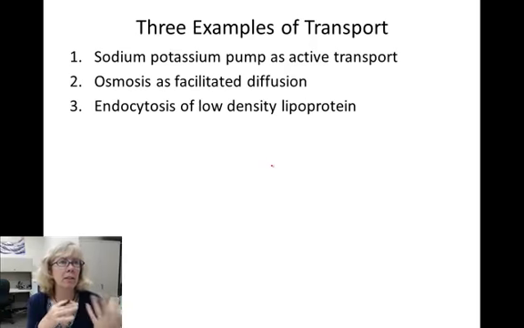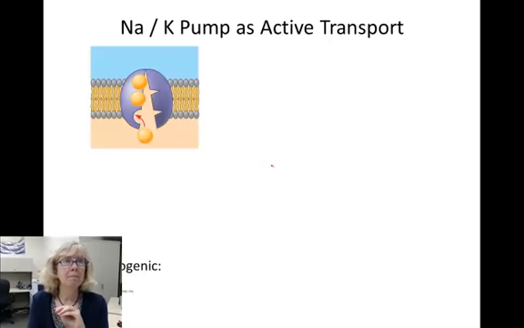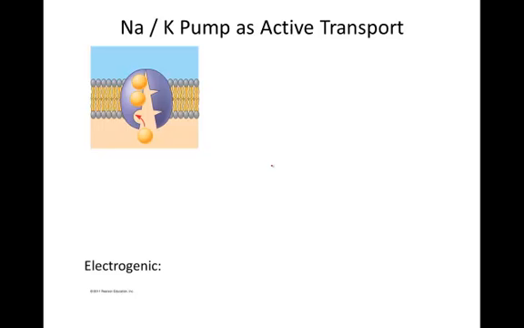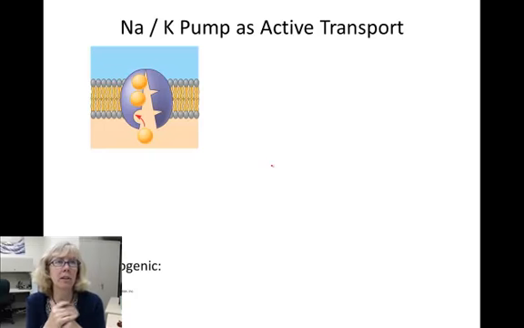Now you've had some definitions in general of transport types, let's look at 3 specific examples that are particularly important in biology. First is the sodium-potassium pump as a mechanism of active transport. This is called an electrogenic pump because it creates a difference in charge across the membrane. The membrane becomes more positive on the outside than the inside.